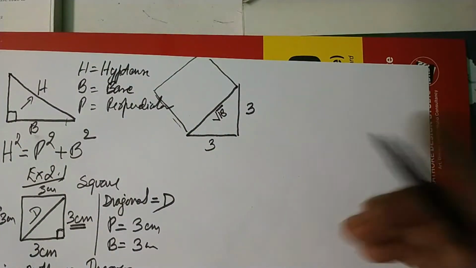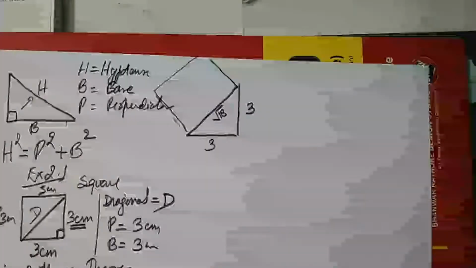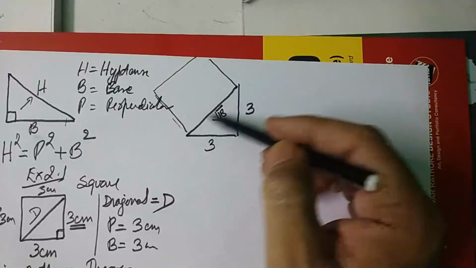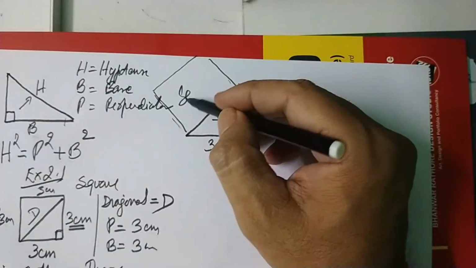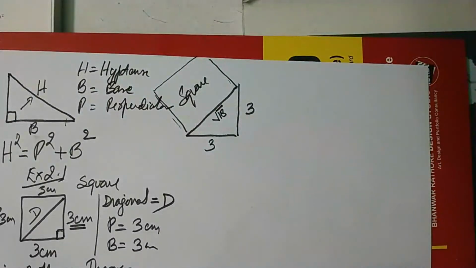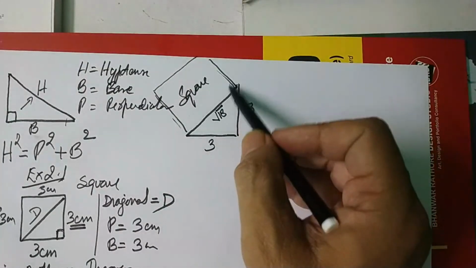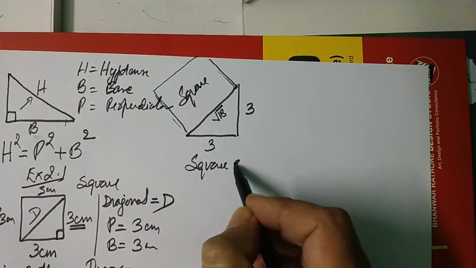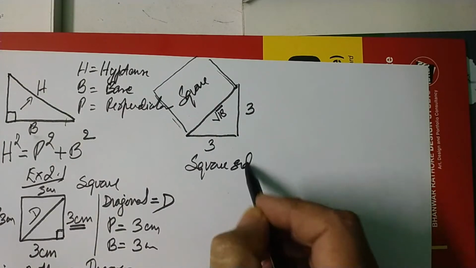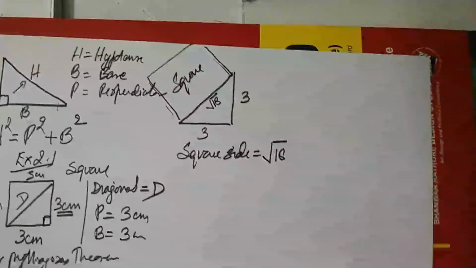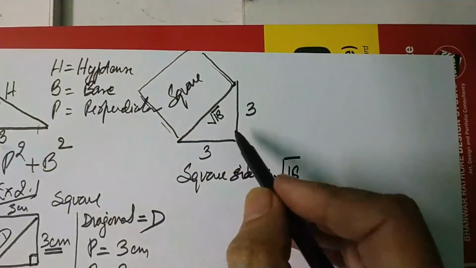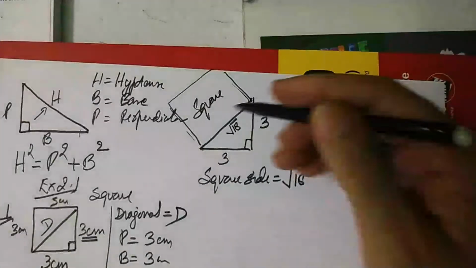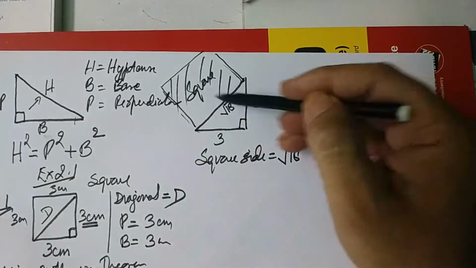Got it? So since the diagonal is under root of 18, the question says, what is the area of this square? So this is a square. What is the area of this square? Since this is a square, what is the side of the square? It will be under root of 18. Okay, because they are saying that there is a triangle and on the diagonal you are making a square. So what is the area of this square?